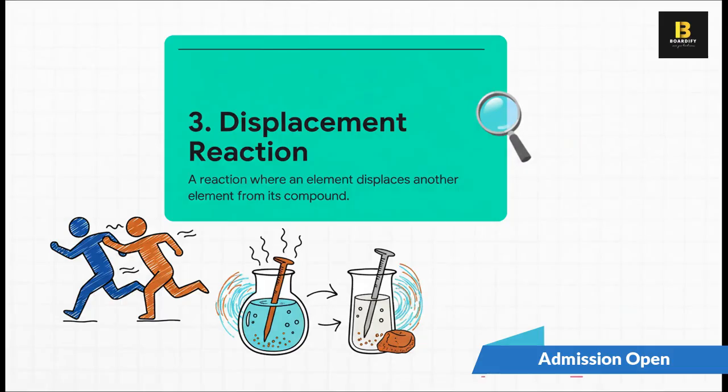All right, our third type is the displacement reaction. Think of this one like a competition. A more reactive or stronger element comes along and kicks out a less reactive element from its compound. In the classic experiment, an iron nail, which is more reactive, pushes the copper out of the blue copper sulfate solution. That's why the blue color fades and the nail gets coated in brown copper.